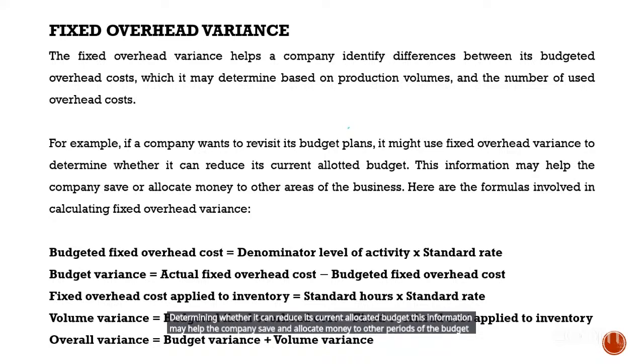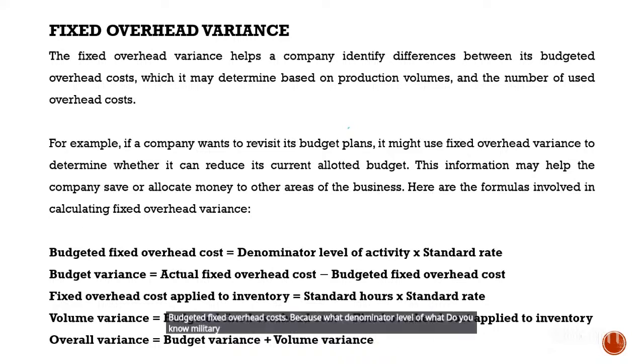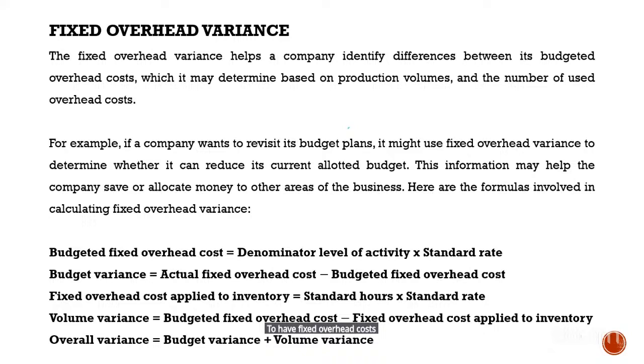This information may help the company save or allocate money to other areas of the budget or the business. Here are the formulas involved in calculating fixed overhead variance. Budgeted fixed overhead costs equals the denominator level of activity times the standard rate. Then budget variance is actual fixed overhead minus budgeted fixed overhead cost. Fixed overhead cost applied to inventory equals standard hour multiplied by standard rate.